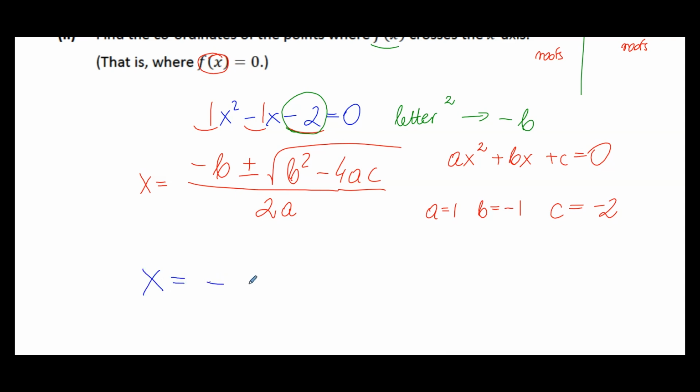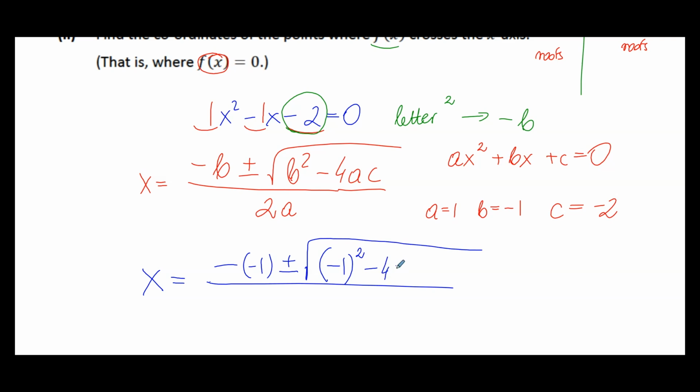just replace these letters with numbers. So minus B, we are saying minus 1, so minus minus 1, don't get caught. Then plus minus, because we're going to work on 2 versions, again B, so again minus 1 to the power of 2, minus 4 multiplied by A, which is 1, multiplied by C, which is minus 2, and everything divided by 2 multiplied by A, which is 1.